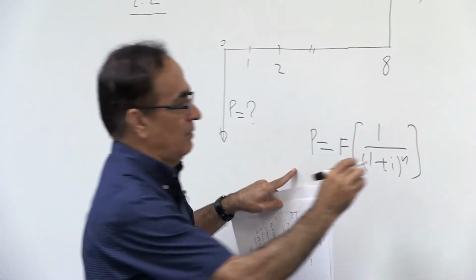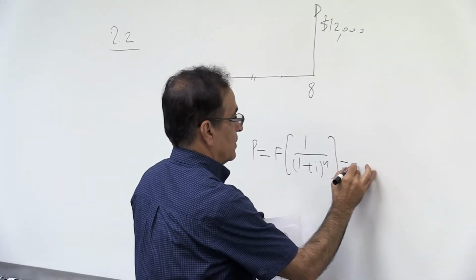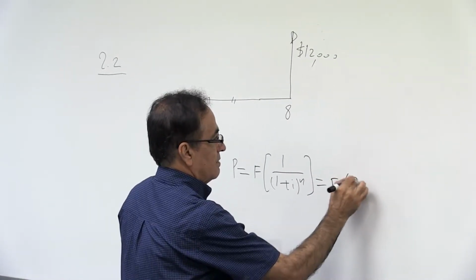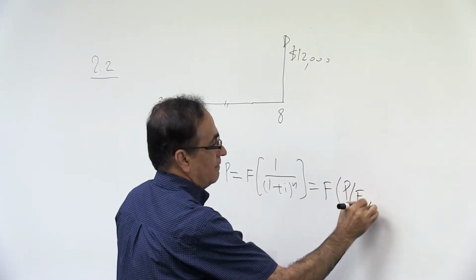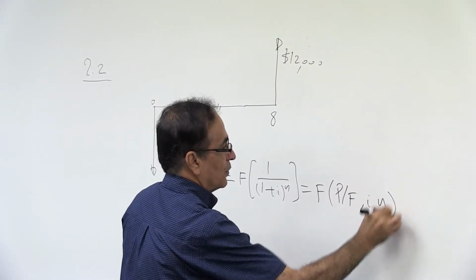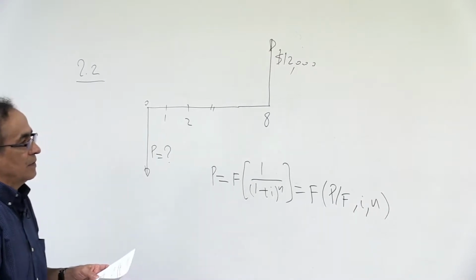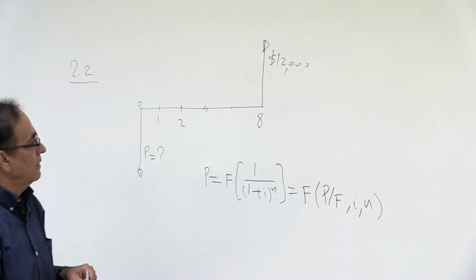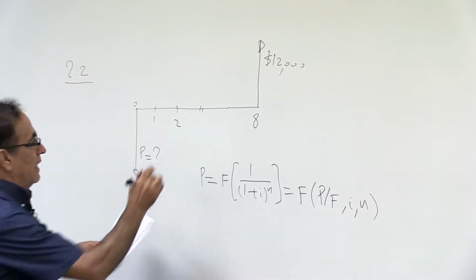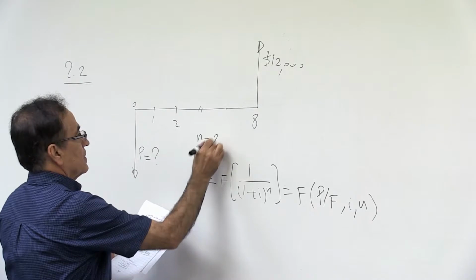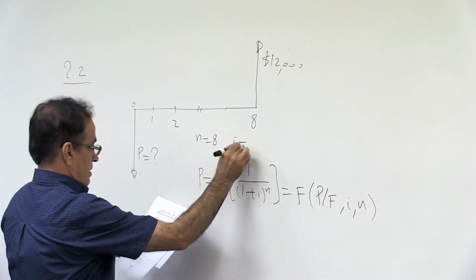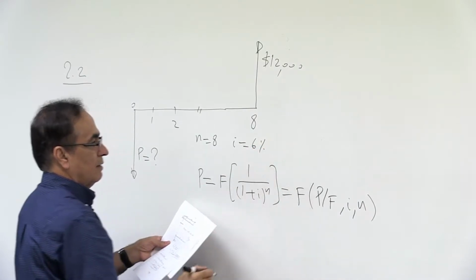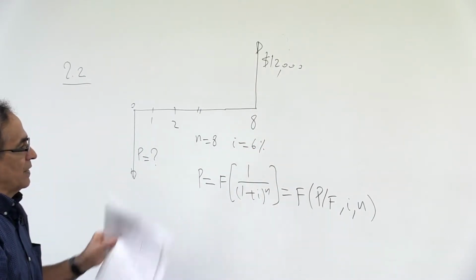If you are using a table, we're going to call this one P given F, with i interest and n number of periods. So this is the equation form, and this is the table form. Now, for this example, my n is equal to 8. The interest rate for this example is 6%. Now we're going to substitute.